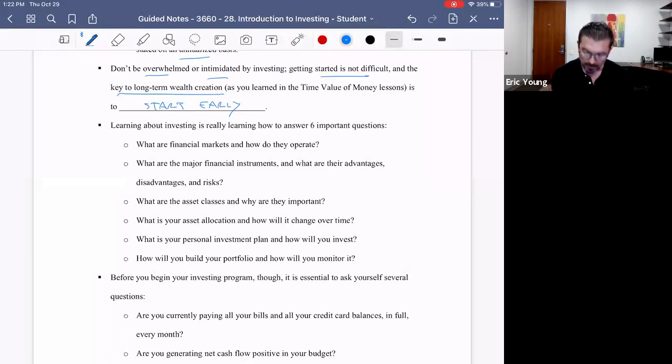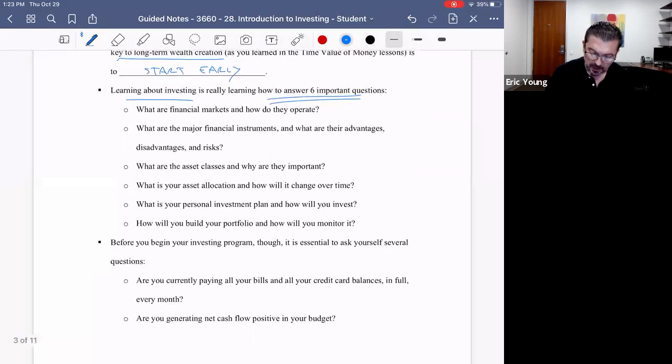You can do this. Because really, if you want to put it in its basic core, learning about investing is simply learning how to think through and critically answer 6 questions. Investing is about asking yourself, what are financial markets and how do they operate? What are the major financial instruments, the asset classes, and critically, what are their advantages and disadvantages and risks?